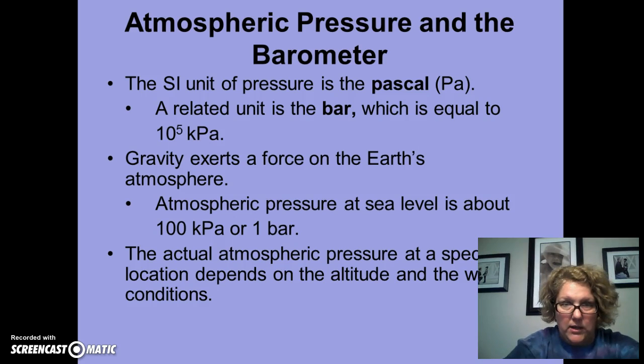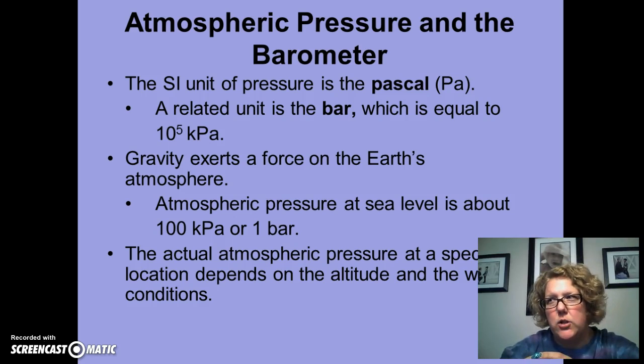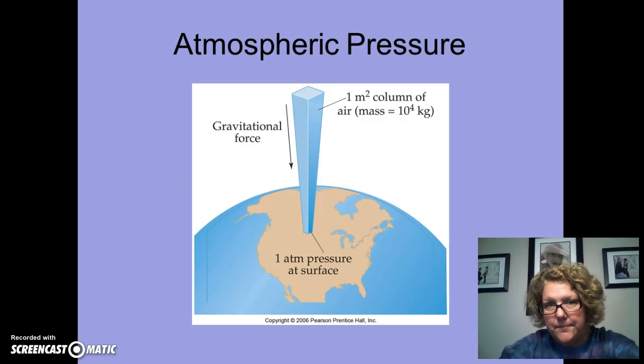So we have pressure all the time on the surface of the planet. That's because gravity exerts a force on the Earth's atmosphere. So atmospheric pressure at sea level is about 1 bar. The actual, or 1 atm, is another unit you might have seen already. The actual atmospheric pressure at a specific location does depend on the altitude and the weather conditions. So I want you to think about why there's less pressure when you're up in the mountains. Why would there be less atmospheric pressure when you're at high elevations? See if you can think of that for class.